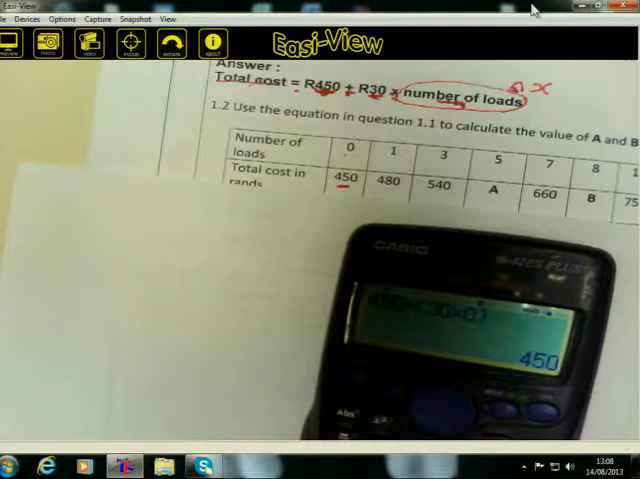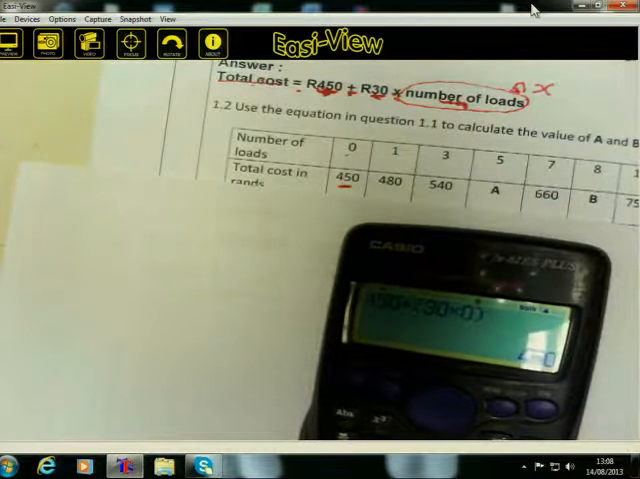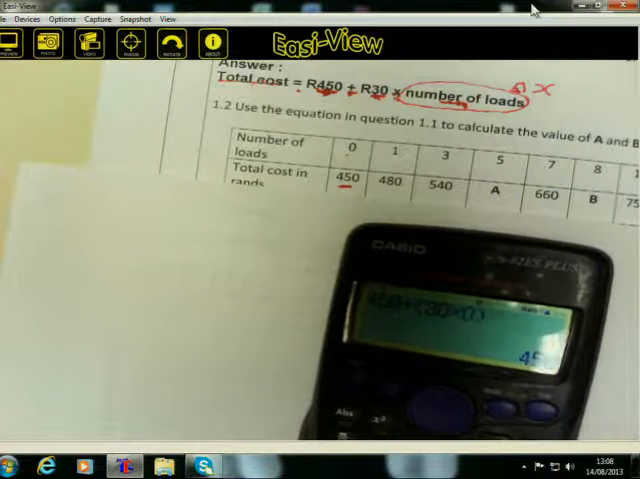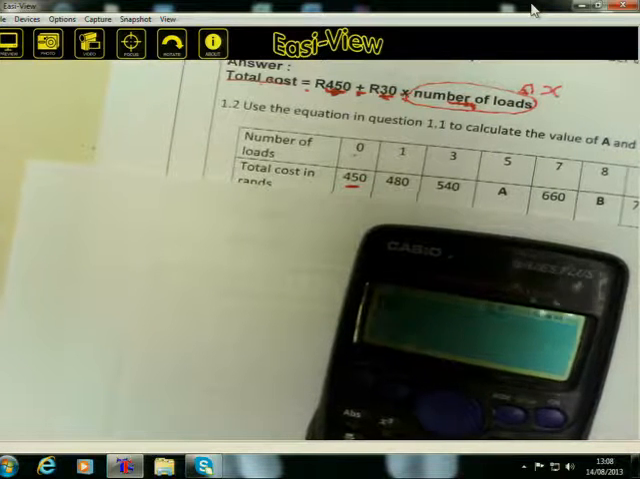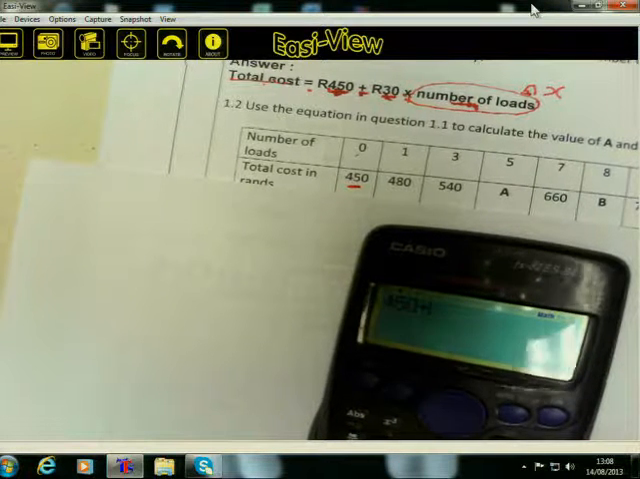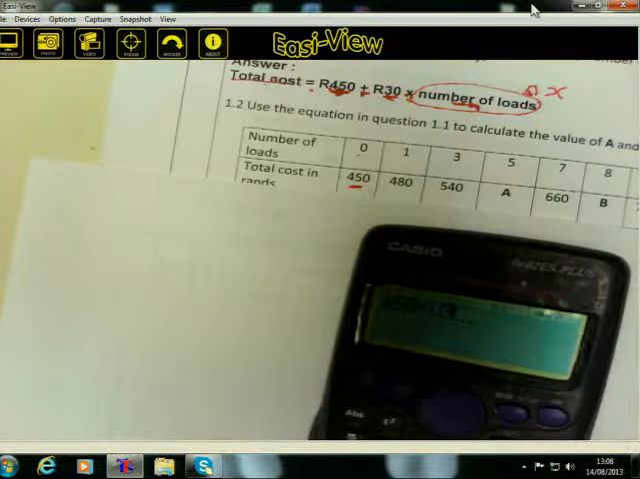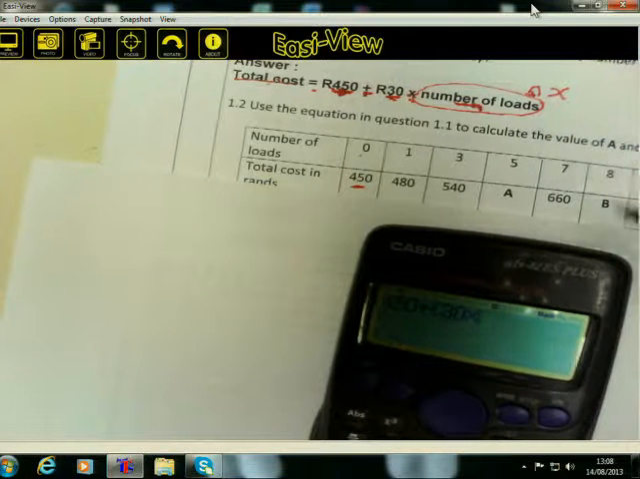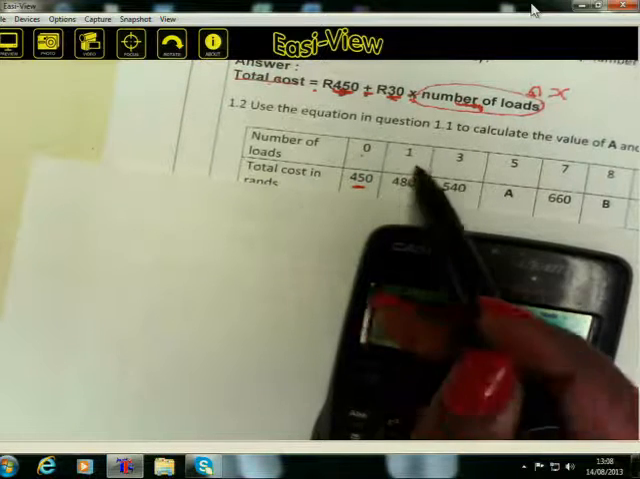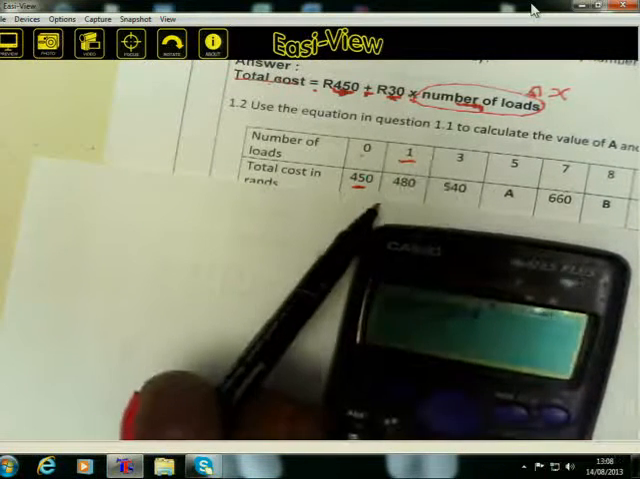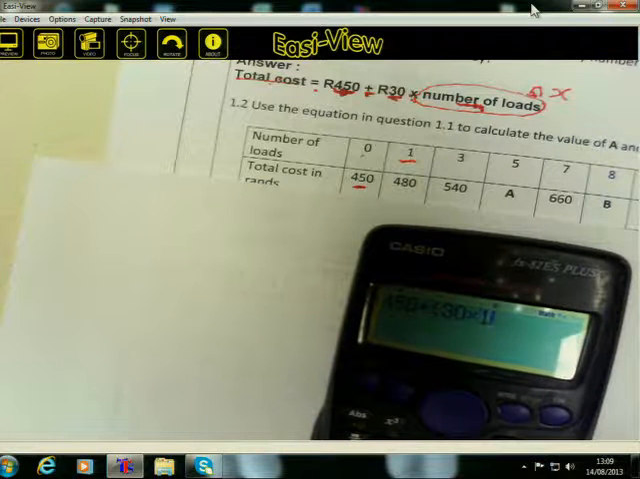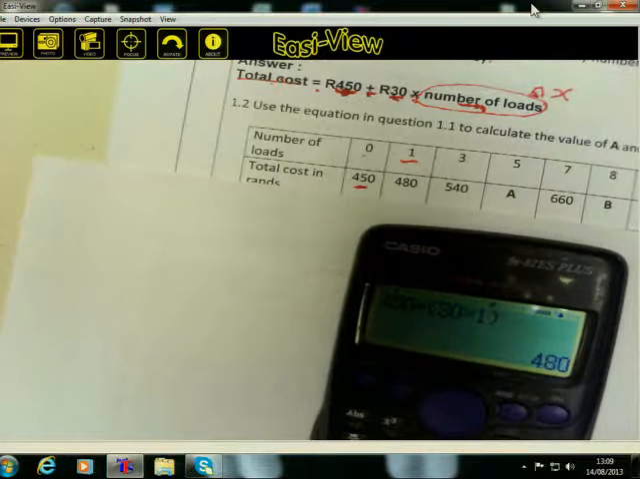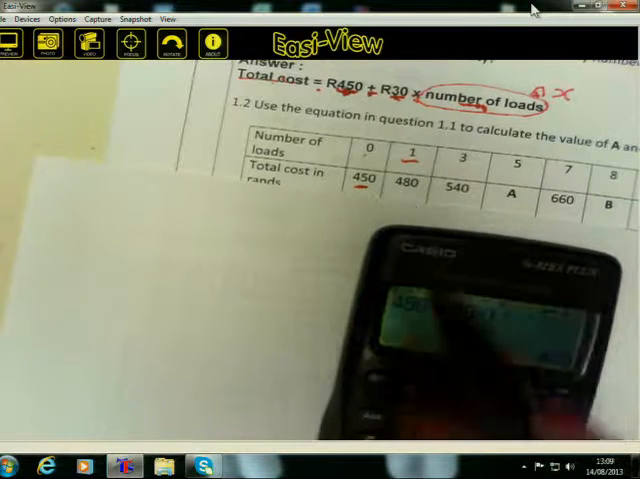Let me also check for when the number of loads is 1, in case some of you did not catch that. Going back to the formula, to calculate the total cost, it will be 450 plus, let me open the bracket, 30 rands multiplied by, in this case the number of loads will not be 0 but 1. We're trying to check whether we will get the 480. Then we substitute the number of loads by 1. There, our answer is 480. That means the formula is correct.